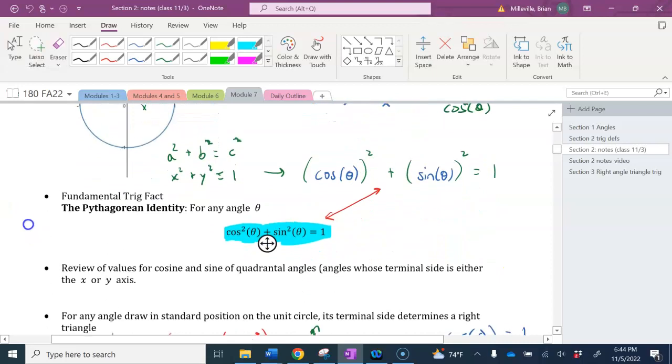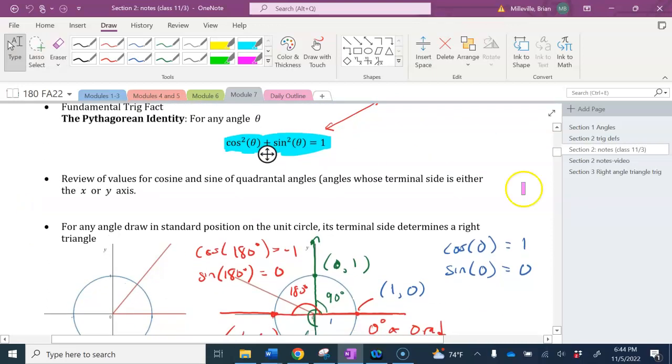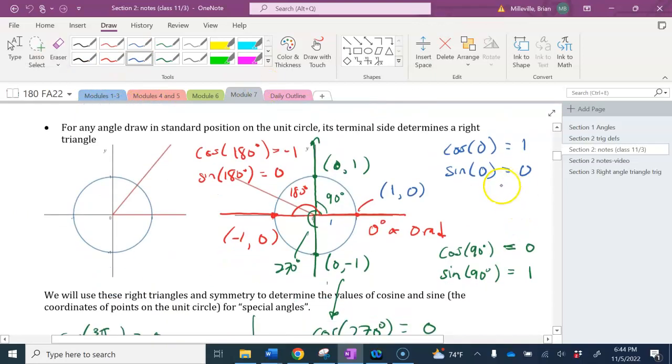All right, what we've done so far up to this point was to compute values for cosine and sine that were very simple, ones where we know the points on the axes. So we started out with 0, 90, 180, 270, and so on, because we know those coordinates are (1, 0), (0, 1), (-1, 0), (0, -1). So cosine of 0 is 1, and sine of 0 is 0, because that's where the terminal side of that angle hits the unit circle. Likewise for 90 degrees.